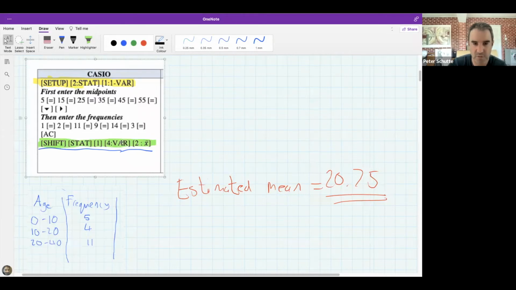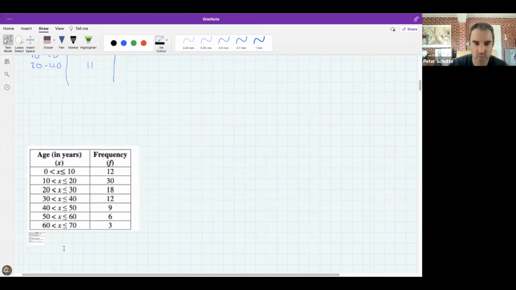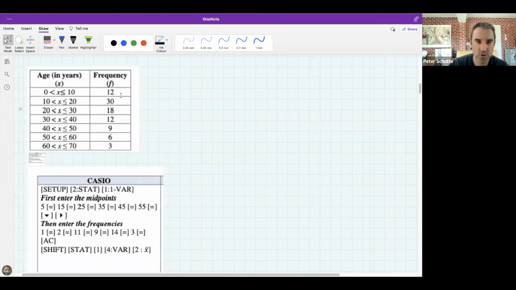I'm going to bring this little screen with me. And this is from the previous lesson. So we know what the answer is, but I want you to try and calculate for me the estimated mean for this data table just using your calculator. Okay, so you're going to have to clear the data. Often going out of stats mode and back in again can be helpful for that.